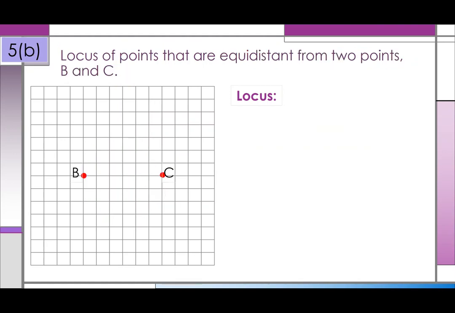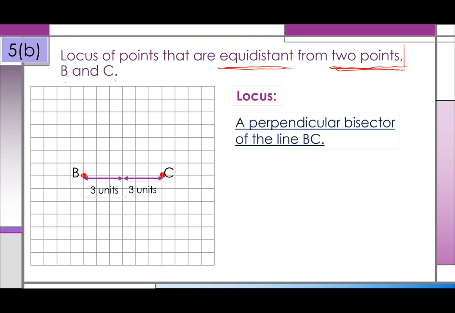5B, locus of points that are equidistant from 2 points. 两个点. So, 2 points, that means that will be a straight line. Okay, so, 3 units, 3 units at the middle. Remember, equidistant, 同样的距离从两个点. So, equidistant from 2 points. So, it's 6, so I divide into 2, so it's 3, 3. So, it will be a straight line, a perpendicular bisector of the line BC.